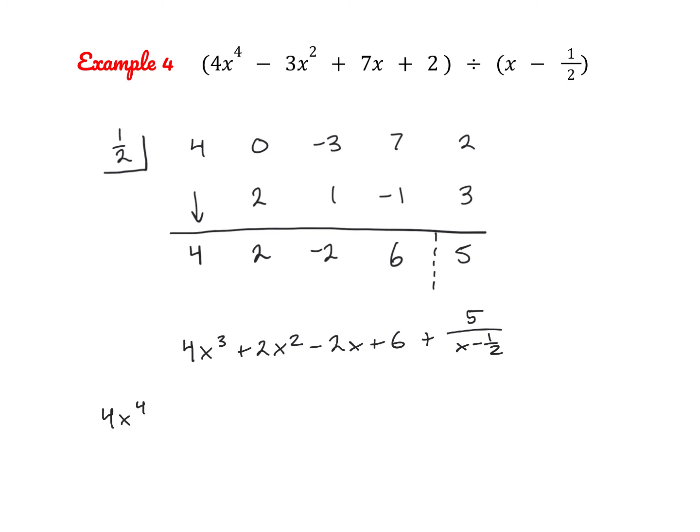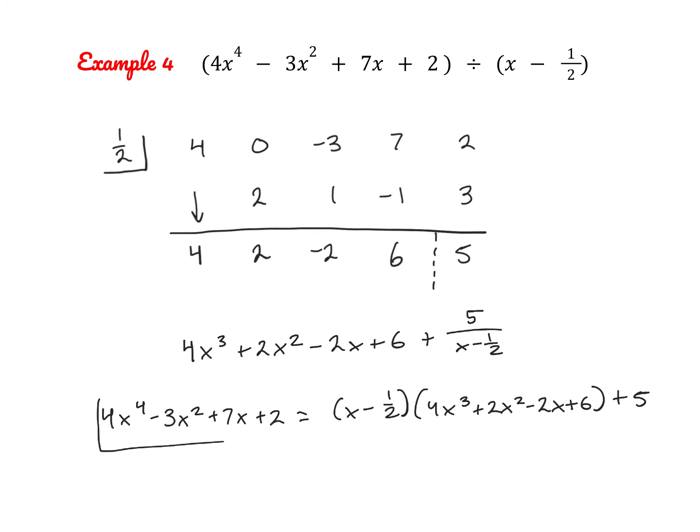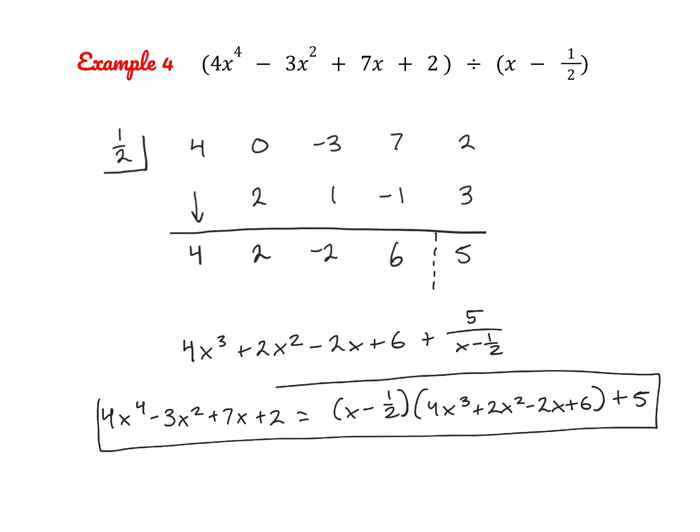or we could write it out in that factored form. So our original polynomial equals our divisor, x minus 1/2, times 4x cubed plus 2x squared minus 2x plus 6, and then our remainder is just 5, so we say plus 5. There you go.